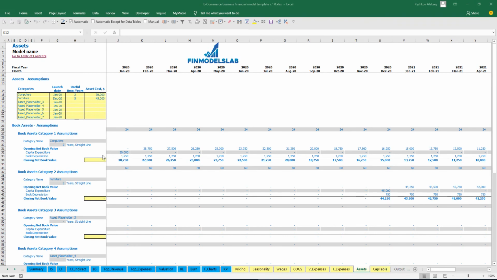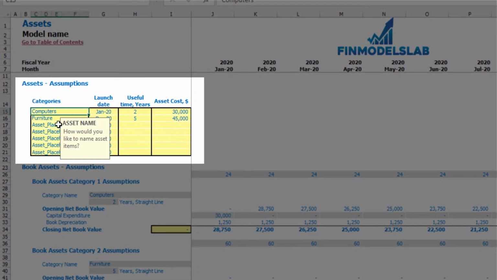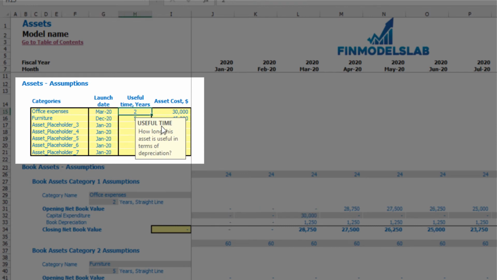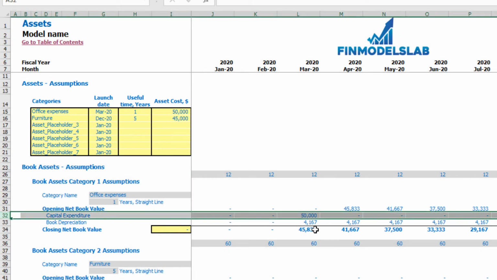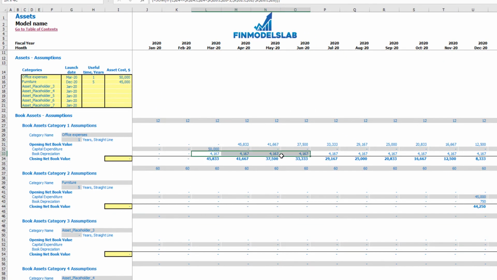On the Assets tab, you may input up to 7 asset line items and change this accordingly. For example, for line item number 1, office expenses, you can set up the launch date for this asset type, for example March 20. You can input the useful life in years, let's say it's 1 year, and the asset cost, for example $50,000. So you may see in the calculation below the capital expenditure, which is in March 20. You may see the calculation of book depreciation for 1 year according to the useful life.